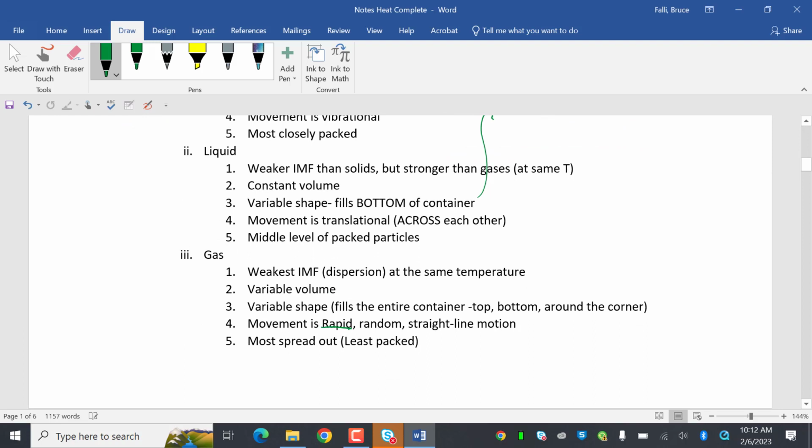Gases have the weakest intermolecular forces, assuming you're at the same temperature. They have variable volume, because the shape fills the entire container, okay?